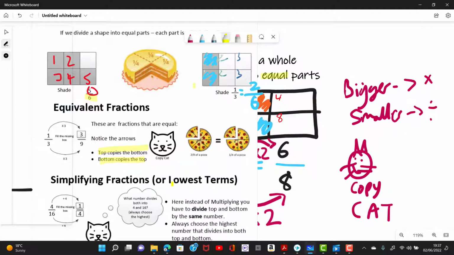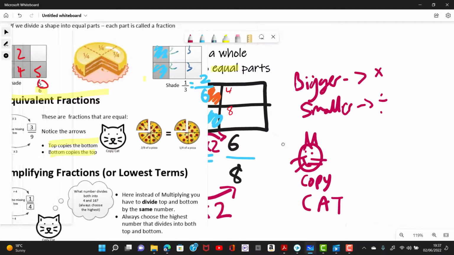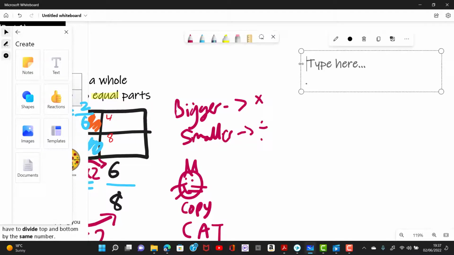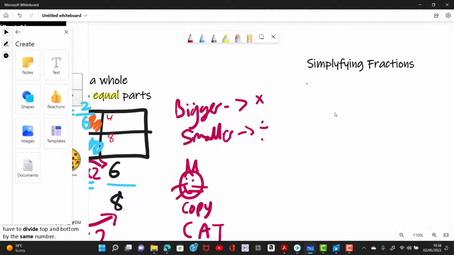Now the next thing is simplifying fractions. We've just done equivalent fractions, and the last topic in today's video is simplifying fractions. Simplifying is when, instead of timesing, we have to divide. We have to make the fractions simpler. So, simplifying fractions: instead of timesing, we have to divide.